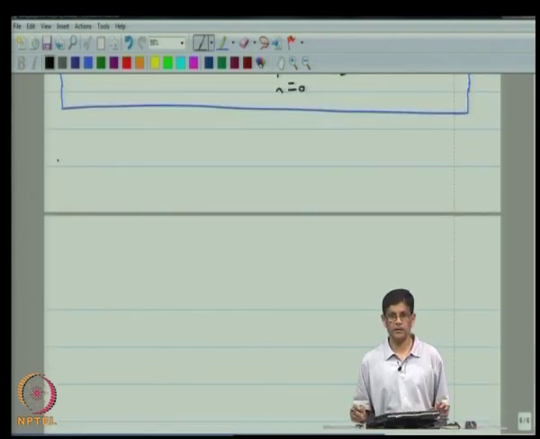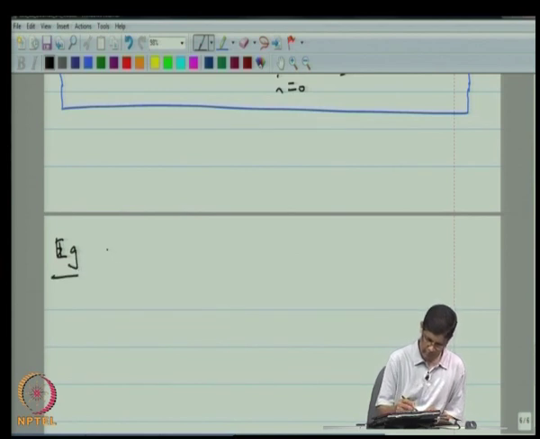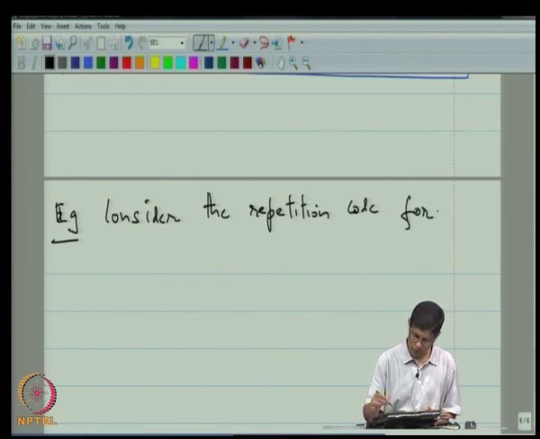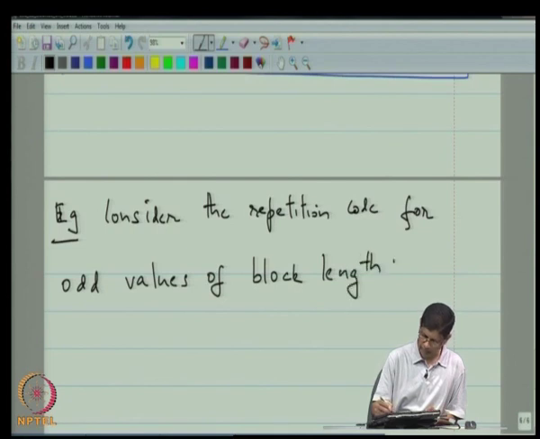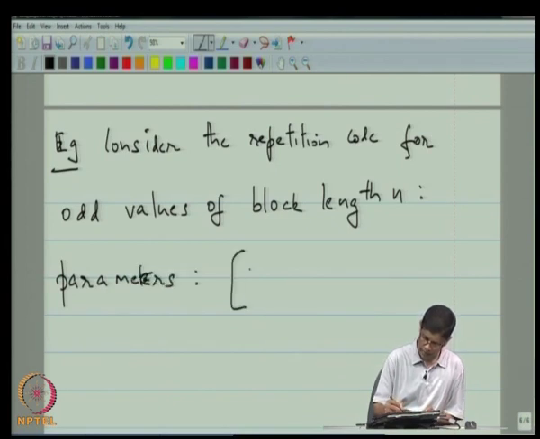Of course, a natural question to ask is, well, do perfect codes exist? So, example 1, consider the repetition code for odd values of block length n. Then you know that the parameters of this code are n, the dimension is 1, and the minimum distance is also n.